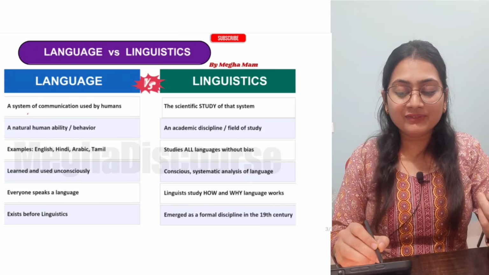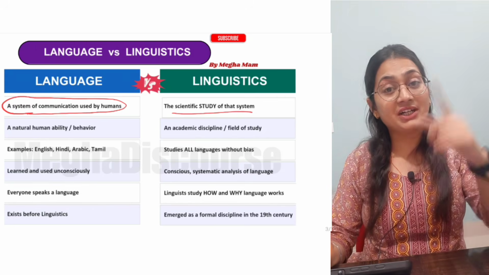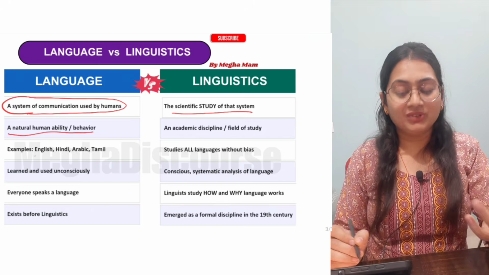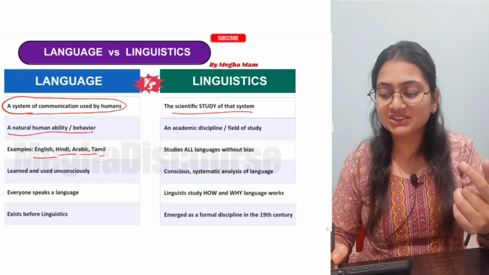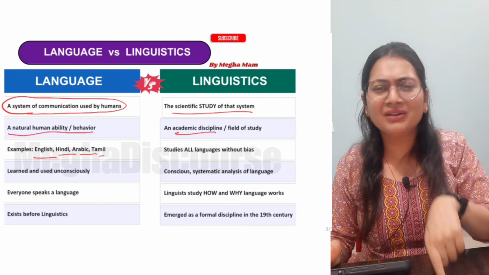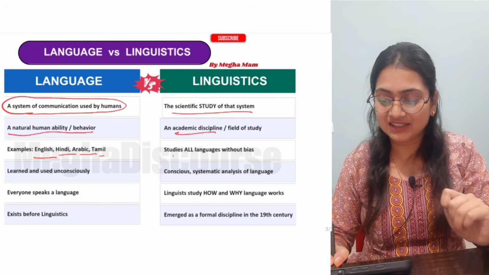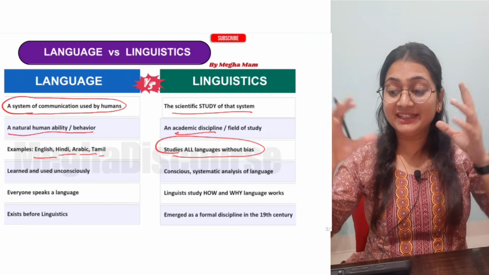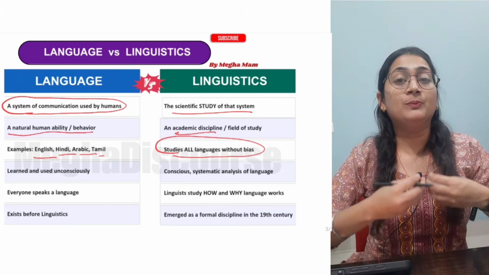So first, language is a system of communication which is used by humans, and linguistics is the scientific study of that system. Language is a natural human ability and behavior, like we have different languages: English, Hindi, Arabic, Tamil. It's a simple thing. But linguistics is the academic discipline that studies how English, Tamil and Kannada, all languages, differ and are similar. So this is called linguistics, the study of all languages without bias. No language is superior so far as linguistics is concerned. All languages have their own nature, their own smoothness.